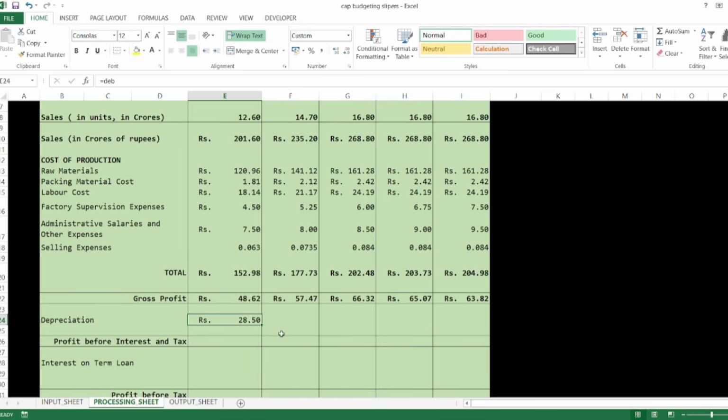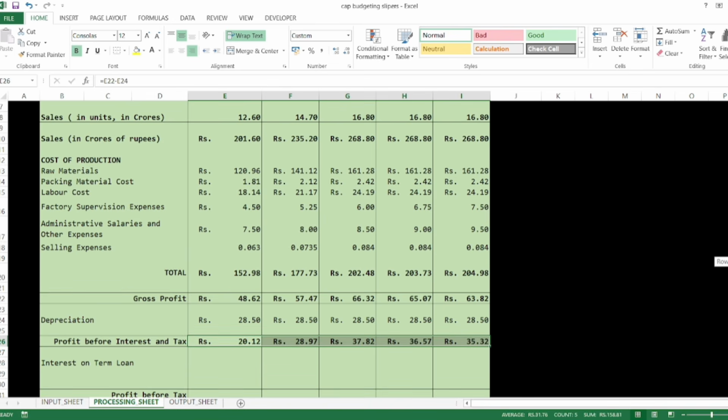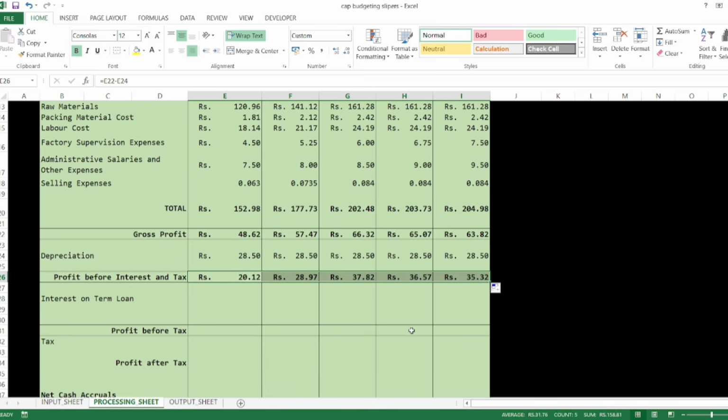For depreciation, just equal to and dep, which we have renamed there, and drag it. Now we have to calculate profit before interest and tax. For this, your gross profit minus your depreciation that has been calculated, and then again drag it till the fifth year. You'll get your answer. Simply, in this output processing sheet, you have to write the formulas and just drag it.